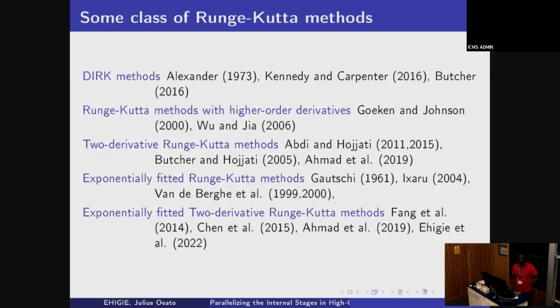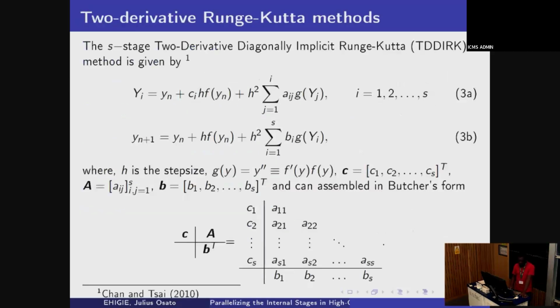I'll just run through an overview of how the methods have been developing. We look at the DIRK methods, then Lobatto methods with higher order derivatives, because that is the class of methods I'm trying to introduce. Then we look at the two-derivative Lobatto methods, the exponentially fitted Lobatto methods, and now the exponentially fitted two-derivative methods. These are the people that have been working on these areas and the progression over the years.